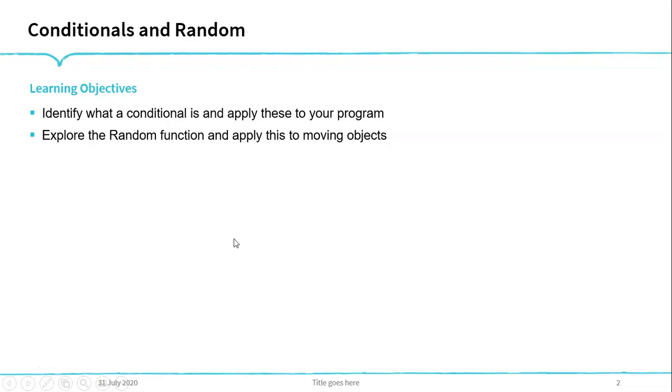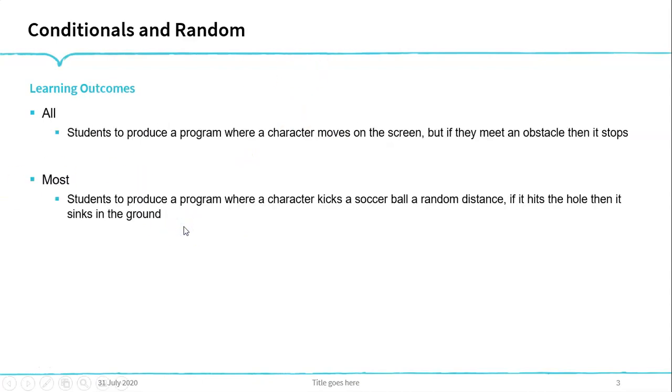The objectives are to identify what a conditional is and apply these to your program, and explore the random function and apply this to moving objects. By the end I want you to have produced a program where a character moves on screen, but if they meet an object then it stops, and a program where a character kicks a soccer ball a random distance, and if it hits the hole then it sinks to the ground. So let's go to Alice.